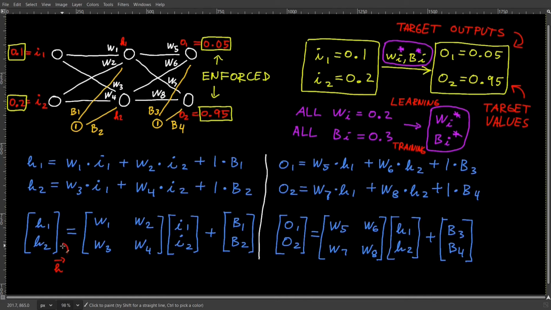Also, let this be our H vector. I will call this matrix W sub H. Let this one be the I vector. Let this one be the B_H vector. Then this will be the O vector. This is the W_O matrix. This is again the H vector. And this is the B_O vector.